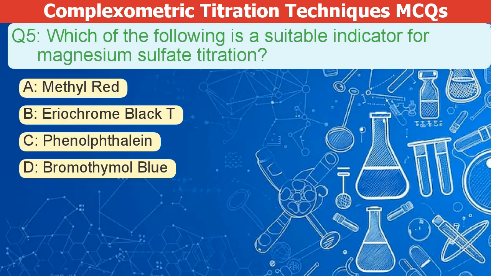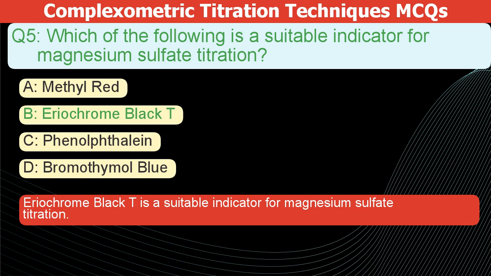Which of the following is a suitable indicator for magnesium sulfate titration? A. Methyl red. B. Eriochrome Black T. C. Phenolphthalein. D. Bromothymol blue. The correct answer is B. Eriochrome Black T is a suitable indicator for magnesium sulfate titration.